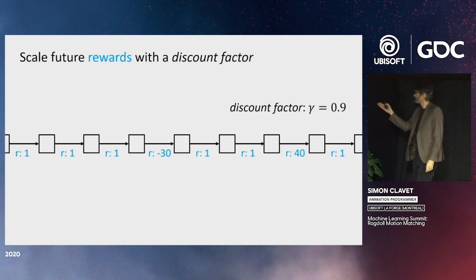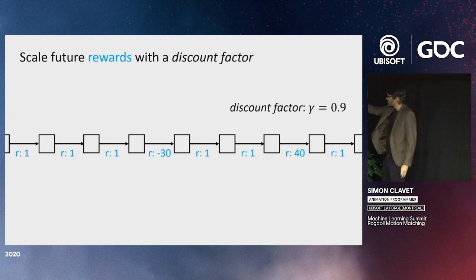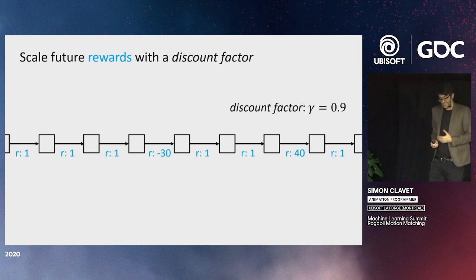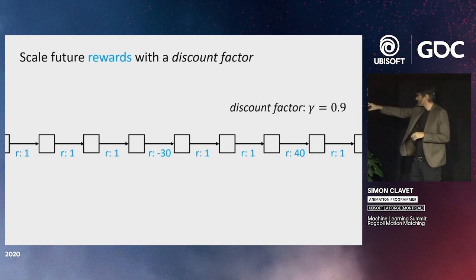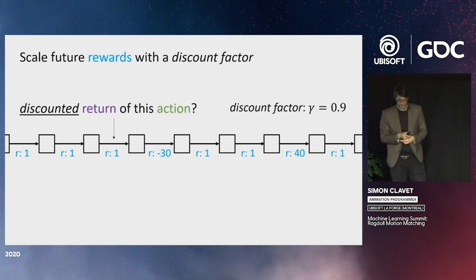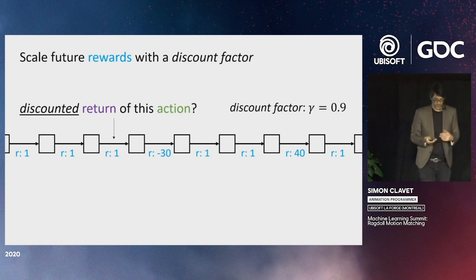So let's say the discount factor, gamma, this little Greek letter there, is 0.9. We're going to scale the future rewards with this number, and scale down more as you go far in the future. So for example, what's the discounted return of this action that you made there? How would you compute this? The idea is to compute it like this.